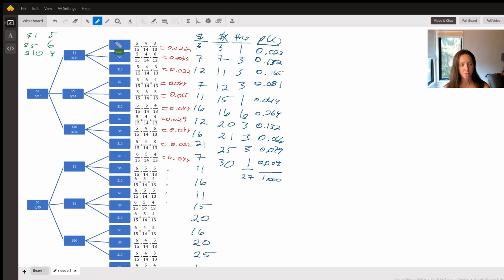And then the probability of picking another $1 bill is, well, now you only have 3 $1 bills left, and there's 13 total bills left. So you just multiply all these probabilities together, these conditionals. 5/15 times 4/14 times 3/13, and you get 0.022.